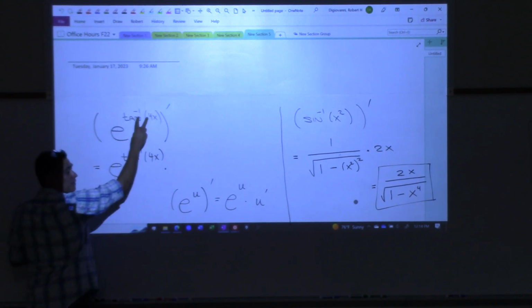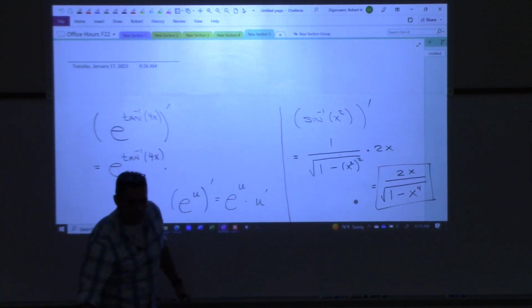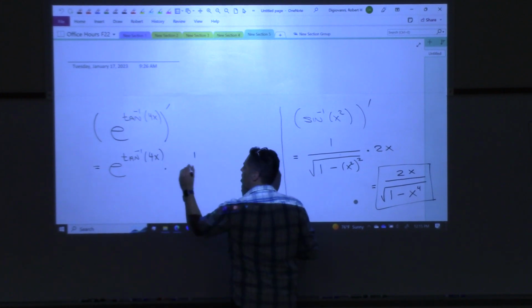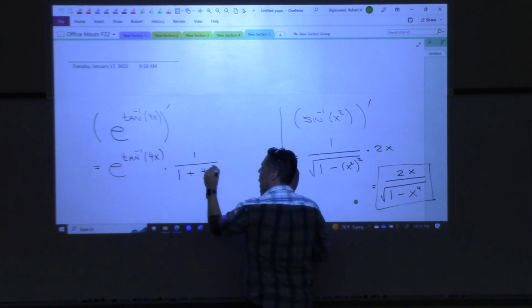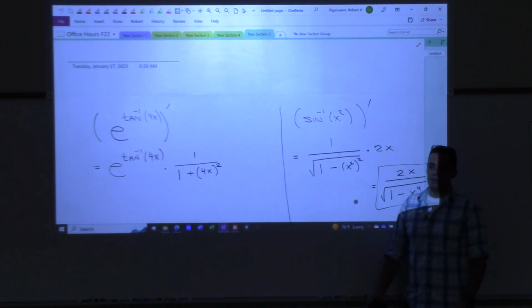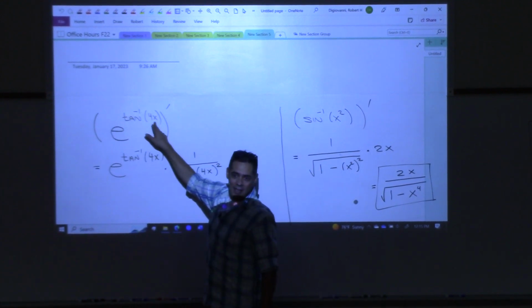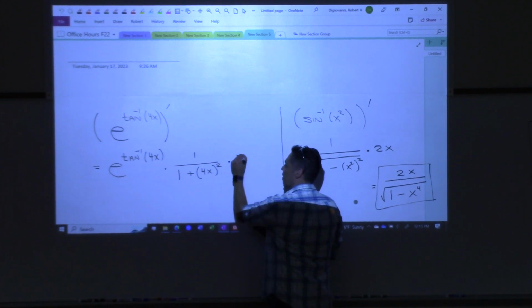Yeah, we're going to take the derivative of this part now, which is, we just did that. We just proved that formula, didn't we? I need to erase this. 1 over 1 plus whatever the whole thing in there is, 4x squared, times 4, because we then have to take the derivative of what's inside the tangent inverse. So we have an additional 4 out here.